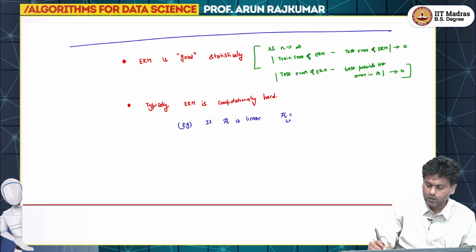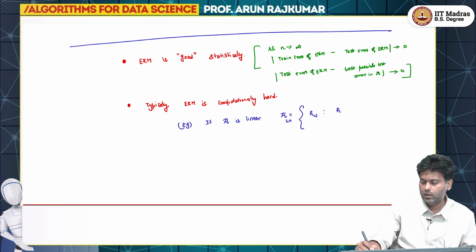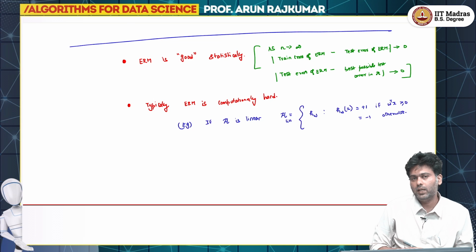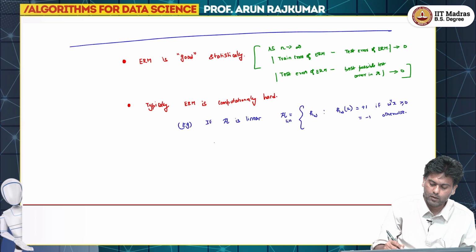So H linear means the set of all h_w such that h_w(x) is +1 if sign of w transpose x is positive, or let me just say w transpose x is greater than or equal to 0, and -1 otherwise, or 0, it does not matter, that is just convention. So, this is my linear hypothesis class, right. So, if H is linear, then H is parameterized by w.